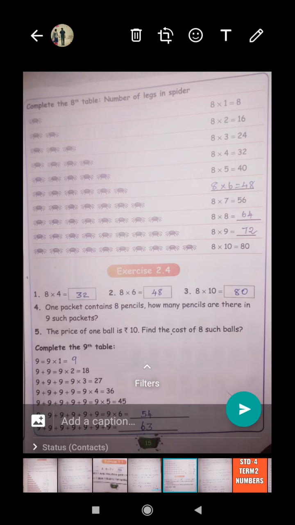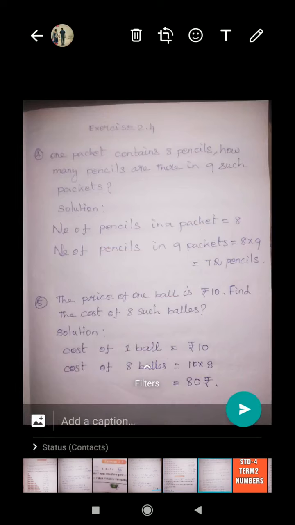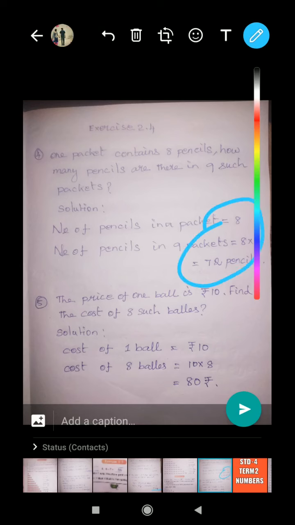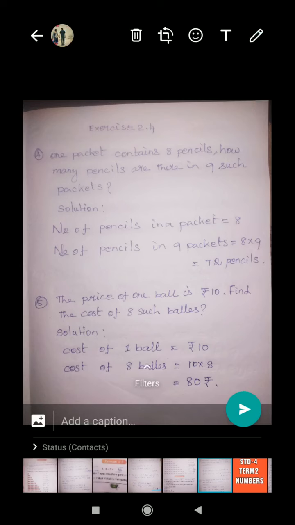1 packet contains 8 pencils. How many pencils are there in 9 such packets? Look at the solution. Number of pencils in a packet, one packet has 8 pencils, equal to 8. So number of pencils in 9 packets equal to 8 into 9. 8 nines are 72. So there will be 72 pencils in total.